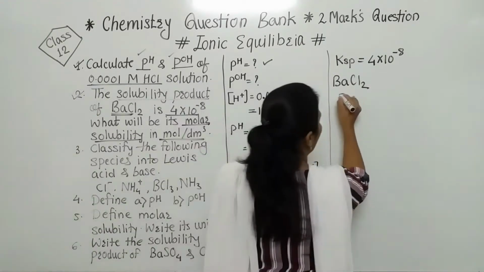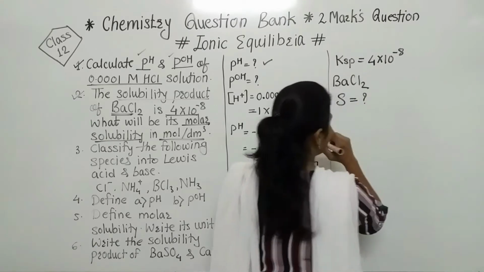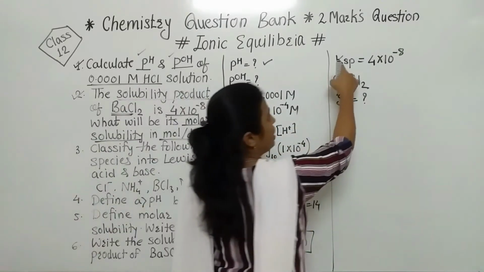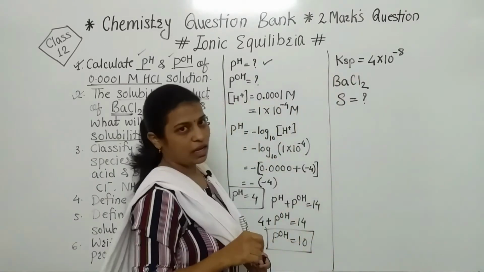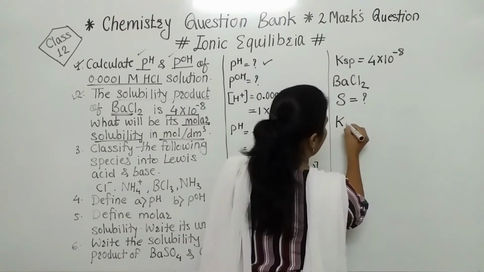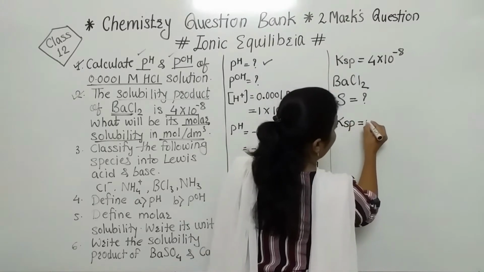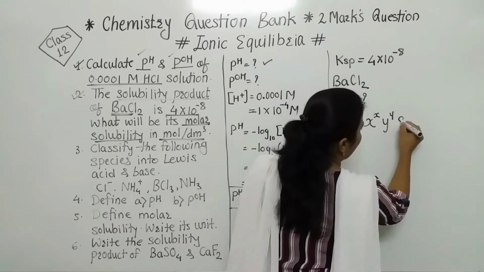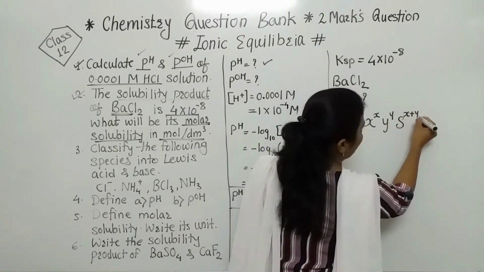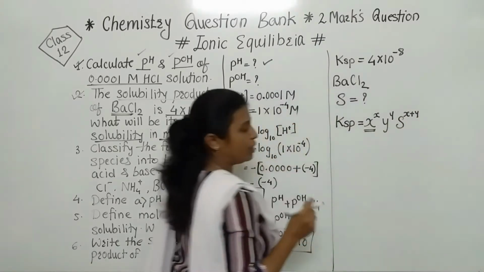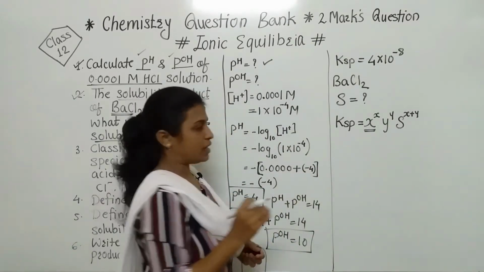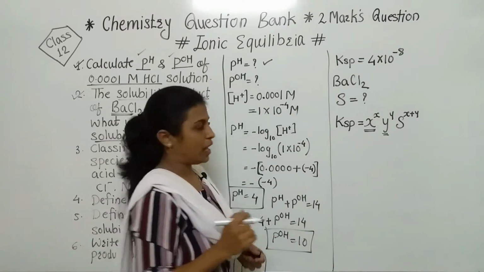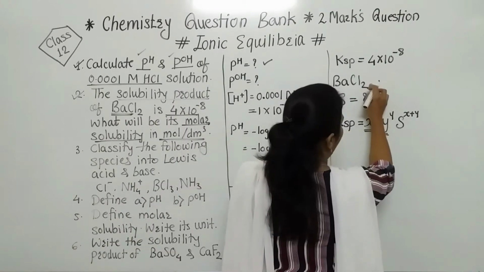Means here we have to find out the molar solubility, which is denoted by capital S. For that purpose, firstly we should know the relation between Ksp and S, and that relation is Ksp is equal to x raised to power x, y raised to power y, and s raised to power x plus y. Here x is the number of moles of cation, and y is the number of moles of anion. So from that reaction we can write.